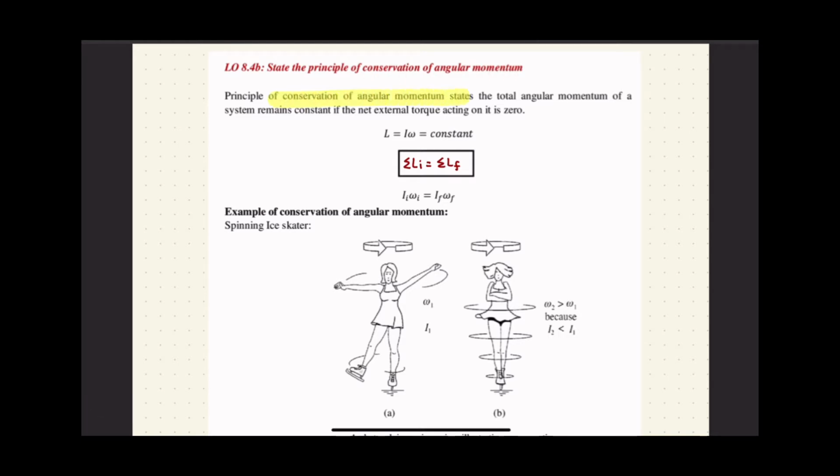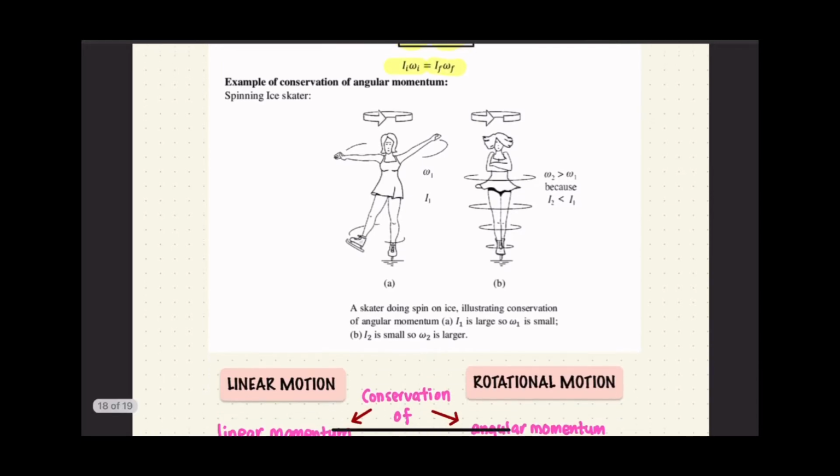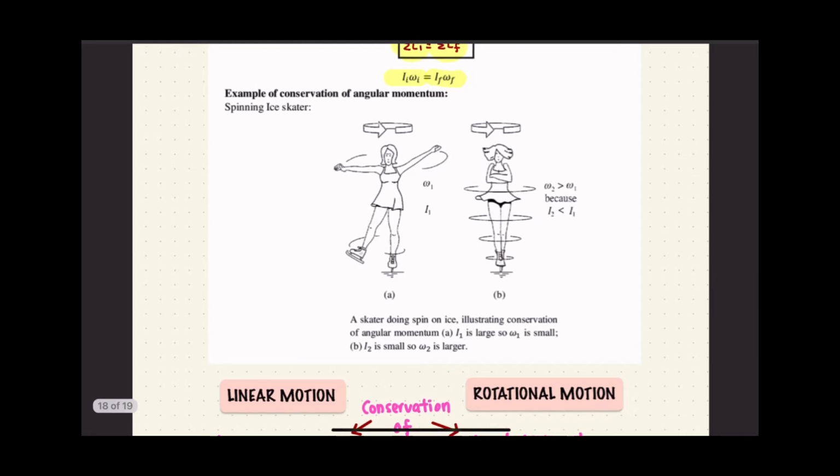Principle of conservation of angular momentum states the total angular momentum sebelum adalah sama dengan selepas lah, iaitu kita kata sistem dia remain constant. Whereas I omega initial is equal to I final omega final. So example kat sini dia bagilah spinning ice skater, di mana tengok ice skater ni depa tangan dan dia katup tangan dia. So the skater doing spin on ice illustrating conservation of angular momentum.